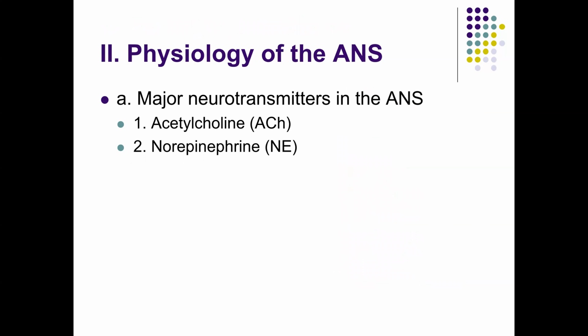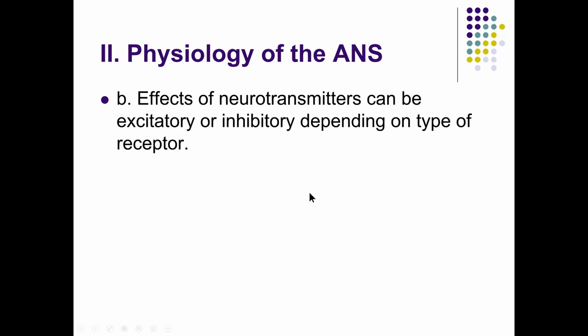Physiology of the autonomic nervous system. The major neurotransmitters, we have two, are acetylcholine and norepinephrine, as opposed to the motor efferent portion of the peripheral nervous system, which had acetylcholine and it was excitatory. In the autonomic nervous system, we have acetylcholine and norepinephrine, and depending on what the effector is, they may be excitatory or inhibitory.